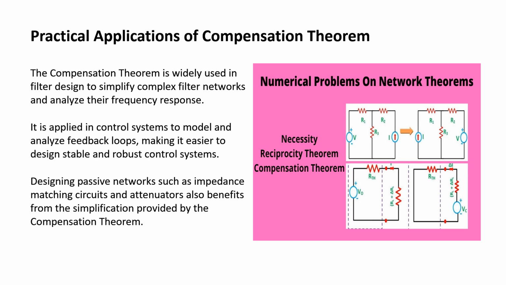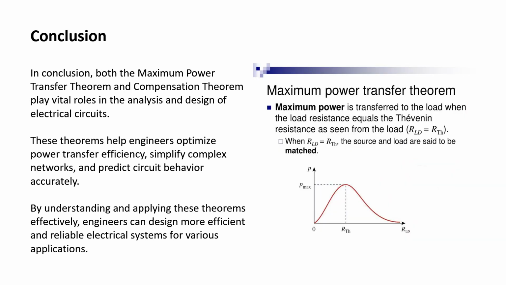The next one is conclusion. In conclusion, both the maximum power transfer theorem and compensation theorem play vital roles in the analysis and design of electrical circuits. These theorems help engineers optimize power transfer efficiency, simplify complex networks, and predict circuit behavior accurately. By understanding and applying these theorems effectively, engineers can design more efficient and reliable electrical systems for various applications.